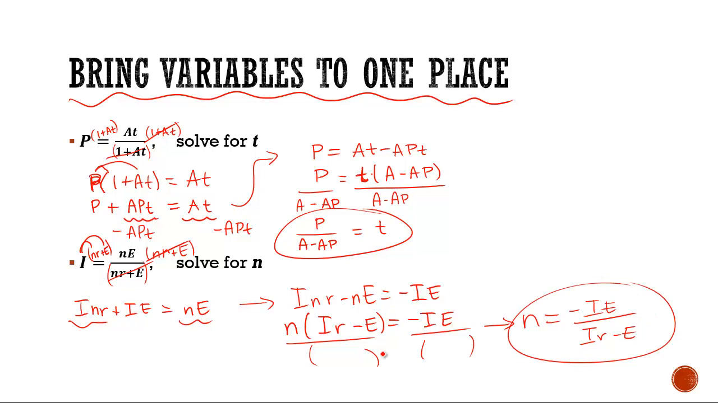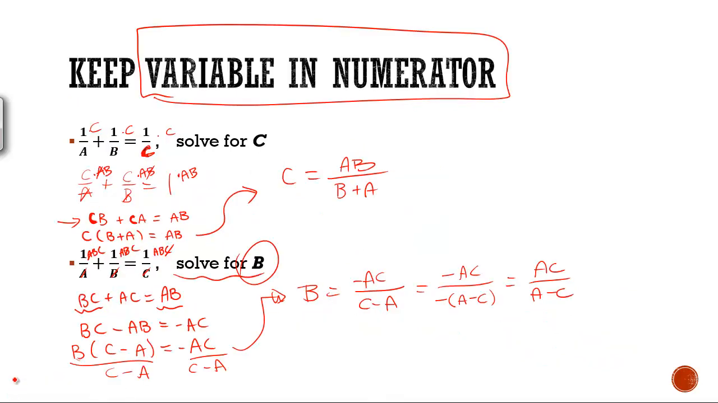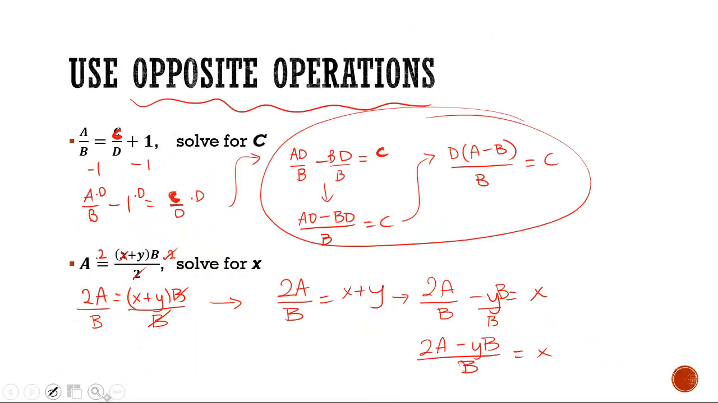So those are the key three things to take a look at: make sure your variables are in one place, kept in the numerator, and you oppose your operations.